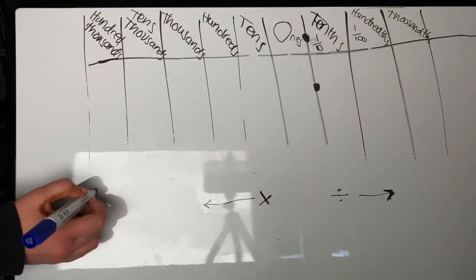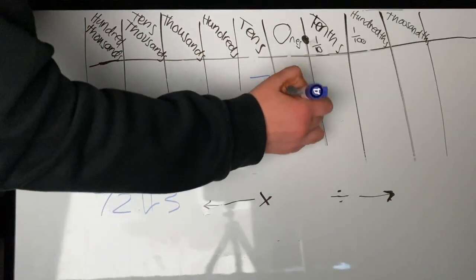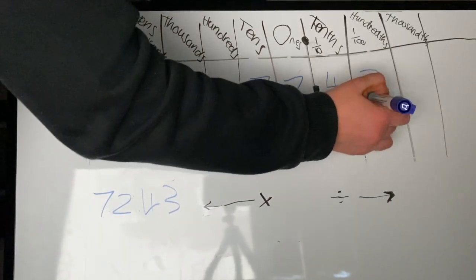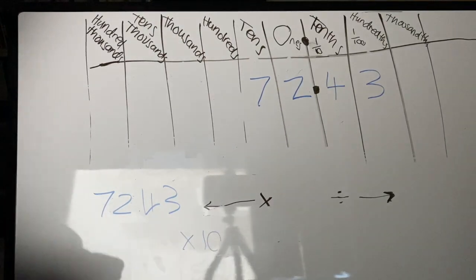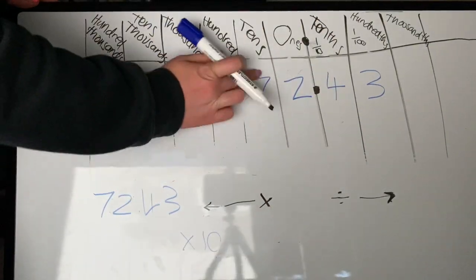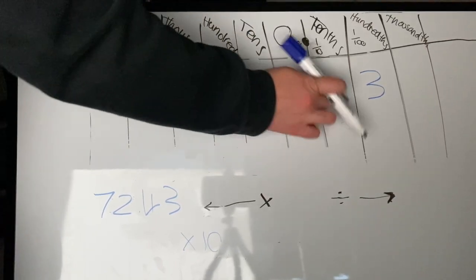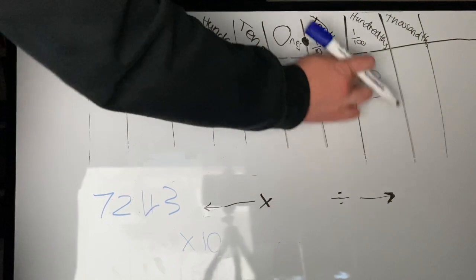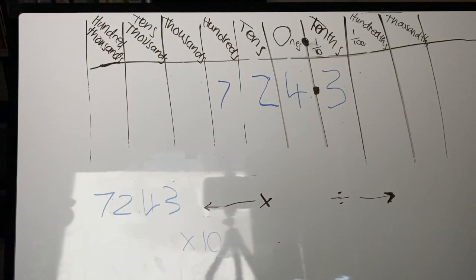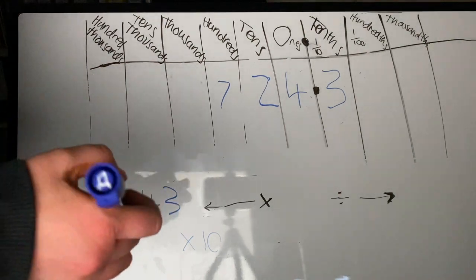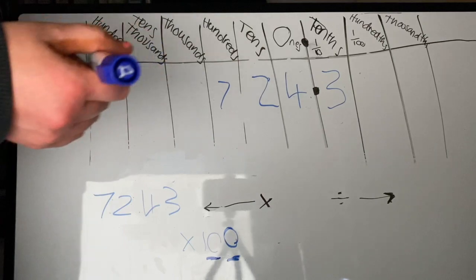My final example is with the number 72.43, which starts here with 7 tens, 2 ones, 4 tenths and 3 hundredths. If I times it by 10, each digit needs to move 1 place value column to the left, as they are getting 10 times bigger, which gives me an answer of 724.3.